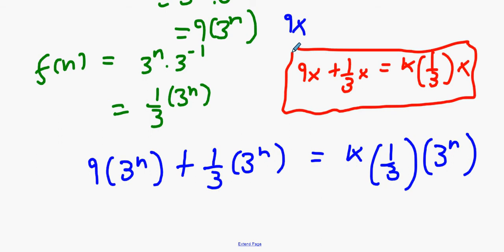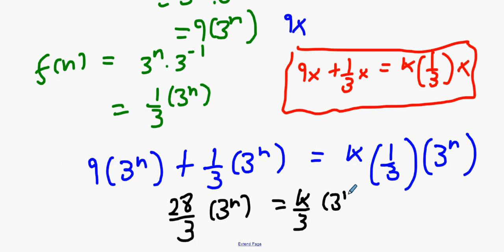All we've got to do is find out what the k value is to make it work. Okay. What's 9 plus 1/3? It's going to be 28/3 when you do it in the calculator. And then, what's k times 1/3? It's k/3, 3 to the power of n. Therefore, k equals 28. Is that the answer in the back? Okay.